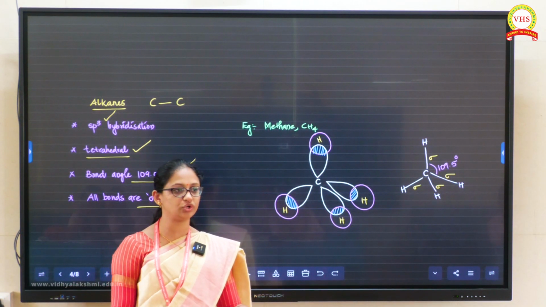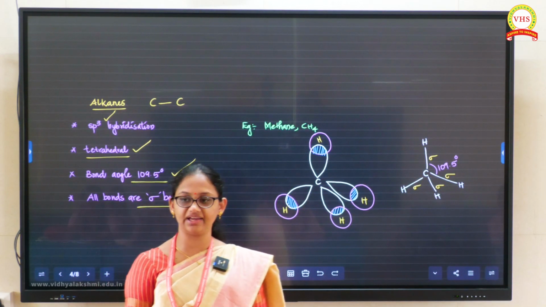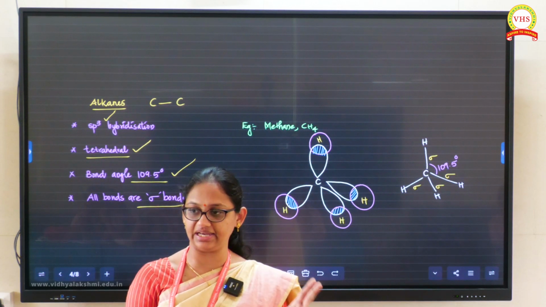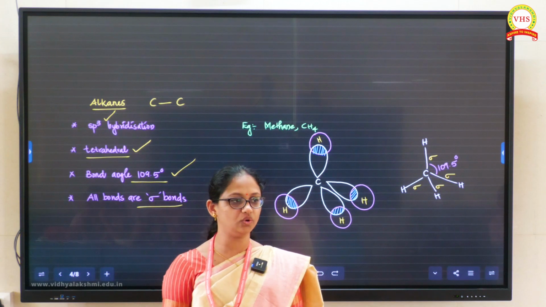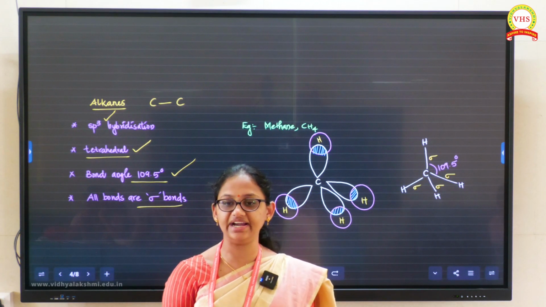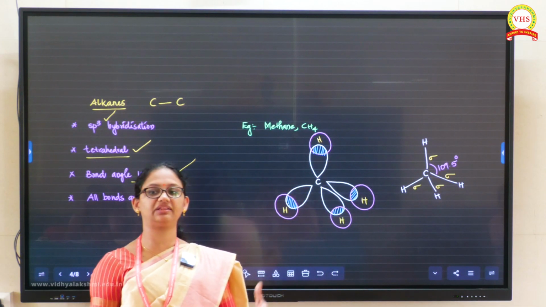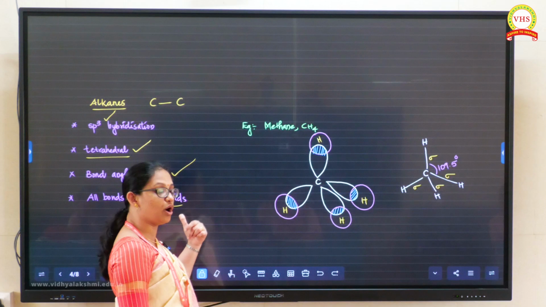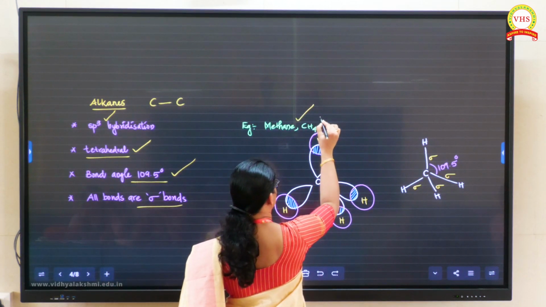That also you studied in the orbital overlapping concept. There are two types of bonds, sigma bonds and pi bonds. Axial overlapping gives sigma bonds. Sidewise overlapping gives pi bonds. In sp3 hybridization, the axial bonds are sigma bonds. One example is methane.